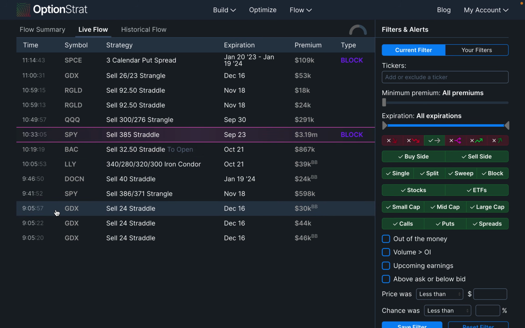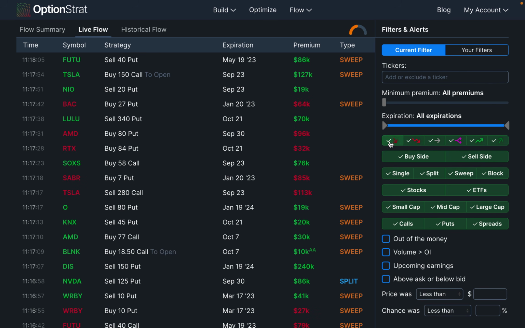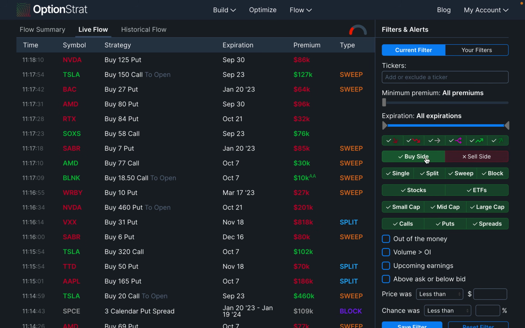For example, we see someone sold a straddle on RGLD. It looks like someone sold a strangle on QQQ. We have an iron condor here on LLY, right? So you could filter by that. Maybe you only want to see very bullish trades. You can filter just to see the ones that have that dark green that would identify extremely bullish trades. So here are some extremely bullish trades potentially if you're looking for those. You can also filter by which side. Maybe you only want to look at buying, so you could filter to buy.